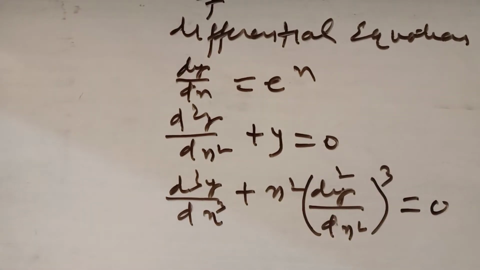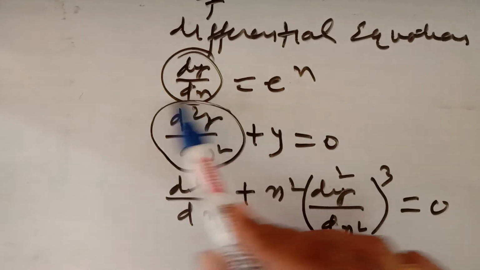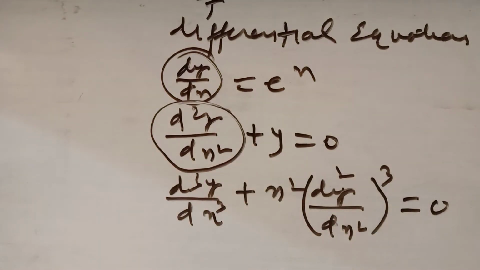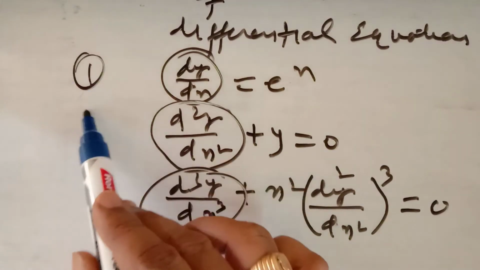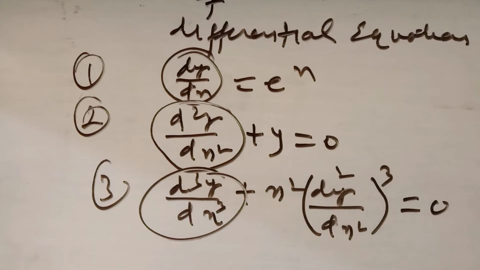Now the order of this differential equation is 1 because the highest derivative of this differential equation is 1. The order of this differential equation is 2 because the highest derivative is 2, and the order of this differential equation is 3 because the highest derivative is 3. So the order of the highest order derivative of the dependent variable with respect to the independent variable involved in the given differential equation is known as the order of the differential equation.